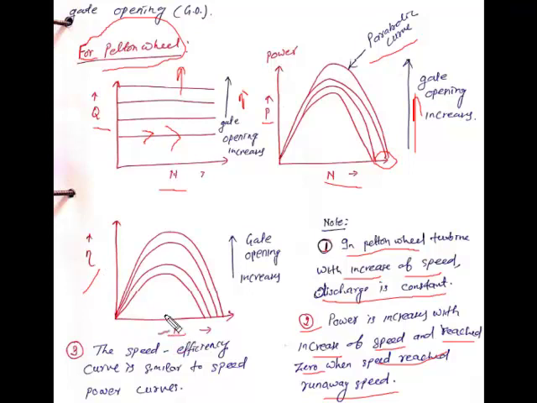Here we can say that when speed increases, efficiency also increases, and when gate opening increases, the efficiency also increases. So the third point noted is that the speed efficiency curve is similar to the speed power curve. These three curves are plotted for the Pelton wheel turbine under the main characteristics.